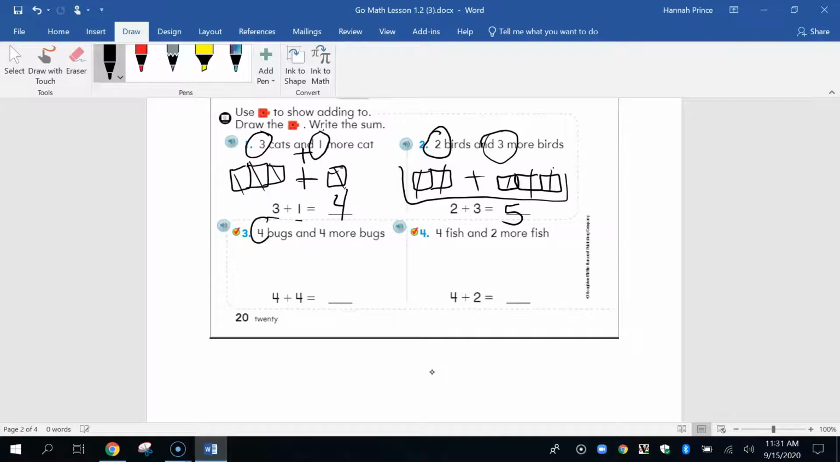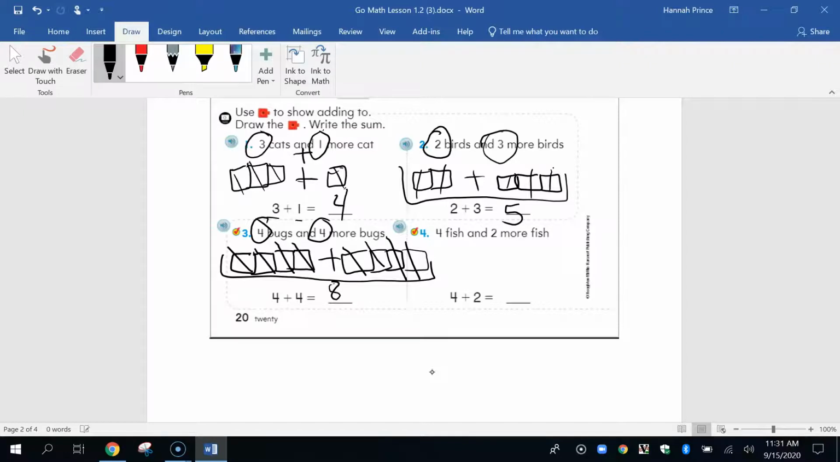Next problem. 4 bugs and 4 more bugs. Start off with 4 connecting cubes and 4 more. We're going to add them all together. Go ahead and count. 1, 2, 3, 4, 5, 6, 7, 8. 4 plus 4 equals 8.